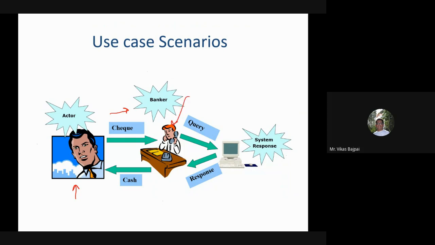What the banker does is fire a query in order to check whether the signature matches. If the signature matches, then whether the account holder has that particular amount. I mean, whether the account holder can withdraw this much amount or not. Then your system will respond back whether it is available or not. If available, this banker will give the cash. So this is the use case, right?